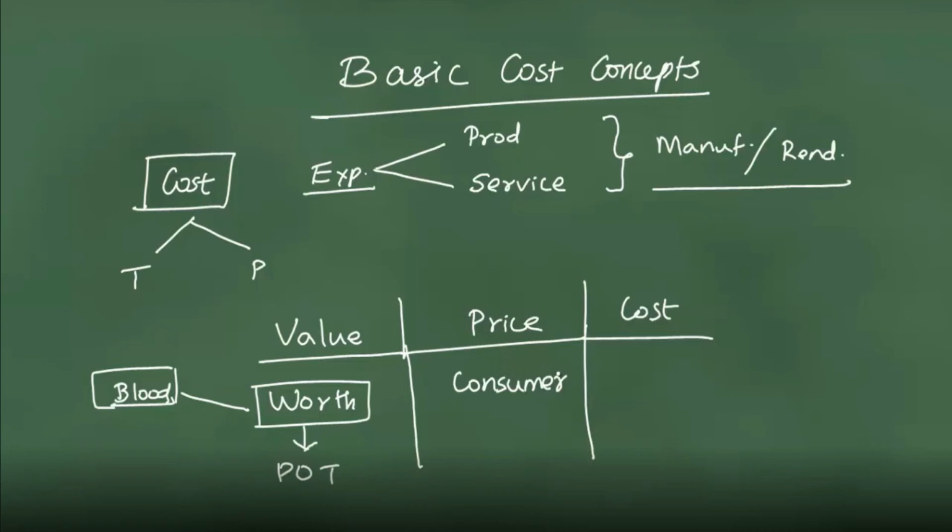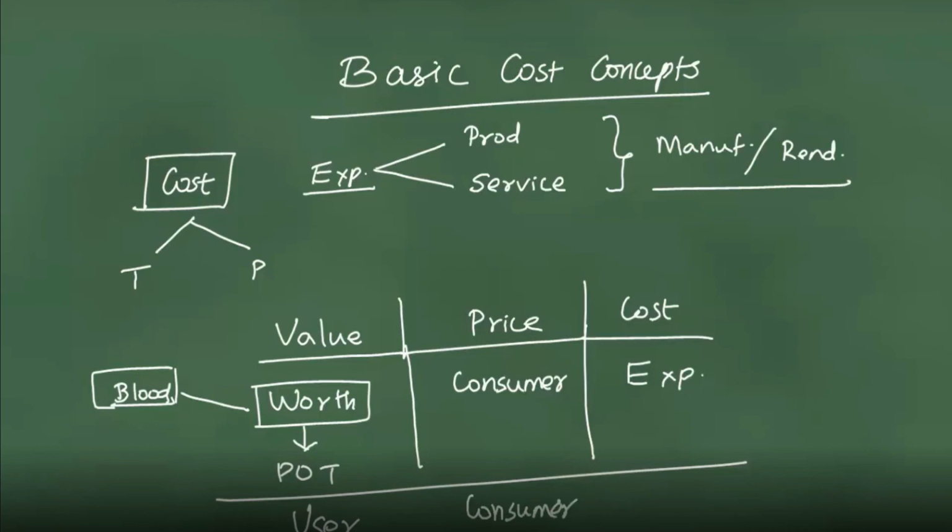Whereas cost is something different. Cost is different from value and price. What is cost? Cost is basically an expenditure incurred in producing a product or rendering a service. So here all three have different points of view. Value is always from the user point of view, whereas price is from the consumer point of view, and cost is always from the point of view of the person who produces or renders the service.